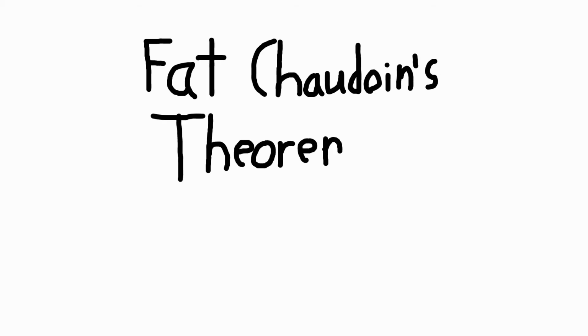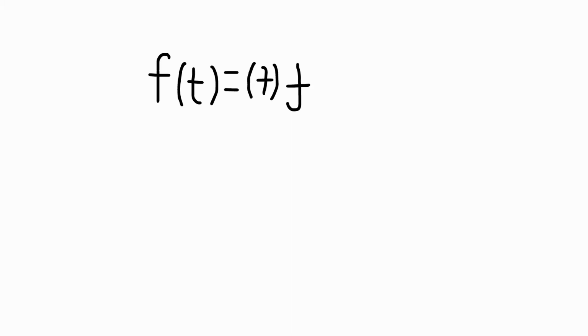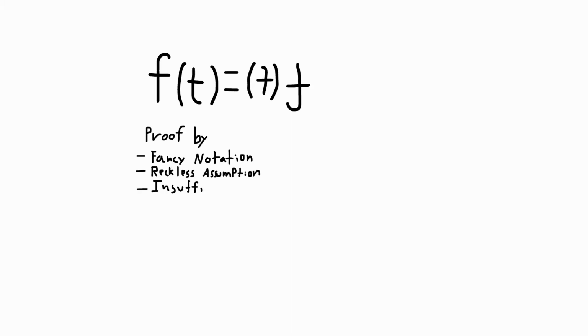Welcome to a proof of Chaudoin's theorem. Chaudoin's theorem states that any function f of t is equal to that function flipped upside down. We will be proving this using fancy notation, reckless assumption, and insufficient testing. First, let's cover the theorems and formulas needed for this proof.